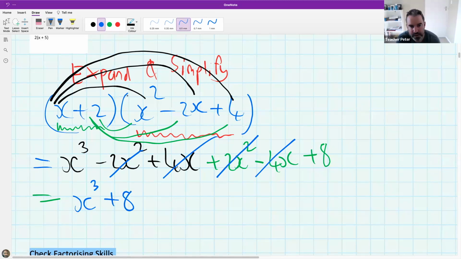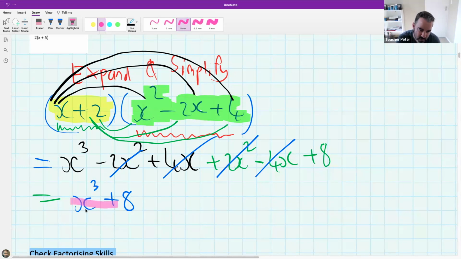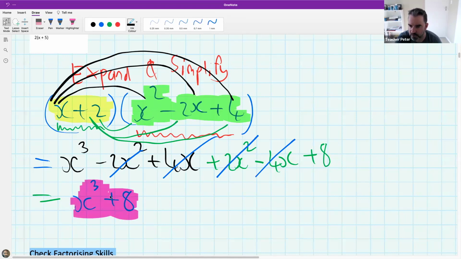So this whole big thing up here, I multiplied x plus 2, and I multiplied it by, should I choose a different color? I do like a bit of different color in my life. There we go. x squared minus 2x plus 4. So I multiplied the yellow one by the green one, and all I ended up with was this one. Give me a thumbs up if you could follow that. Give me a thumbs down if you didn't follow it.